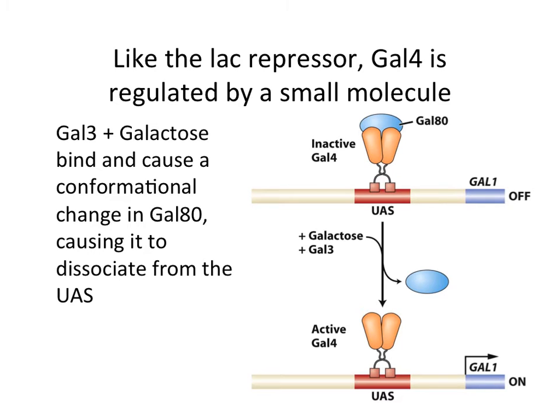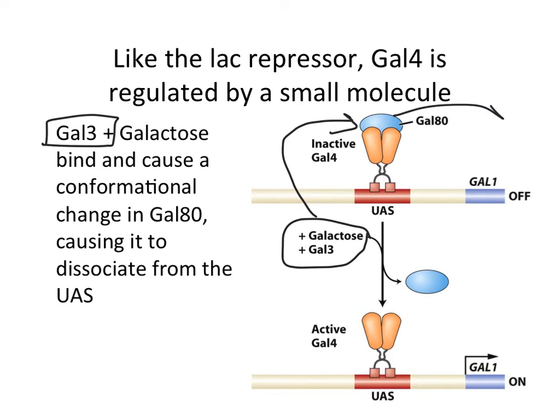So instead, there's another protein, Gal3, that's involved. So Gal3 also exists all the time in the cell. It's the sensor of galactose. So it's a protein that recognizes galactose and binds to it. And when those two proteins get together, when galactose is present and it binds to Gal3, the protein and the galactose together interact to knock Gal80 off of Gal4.